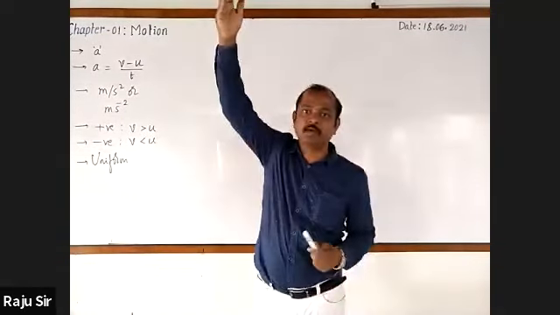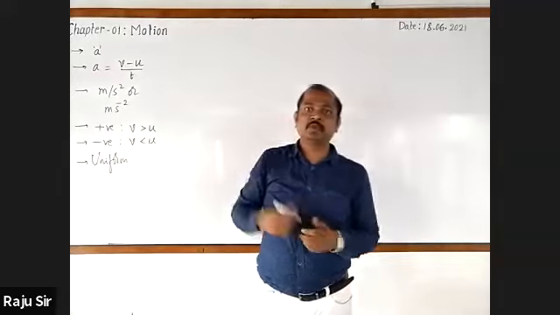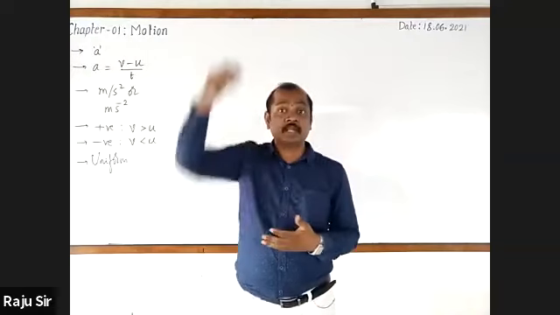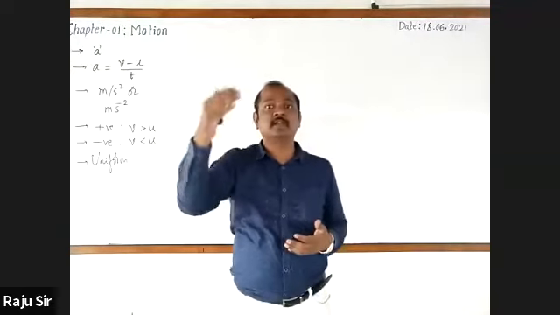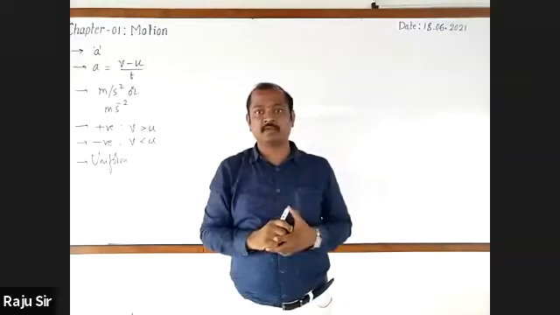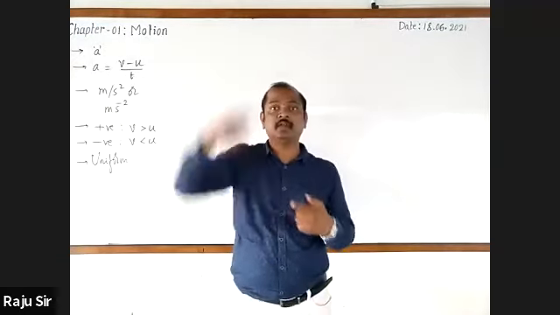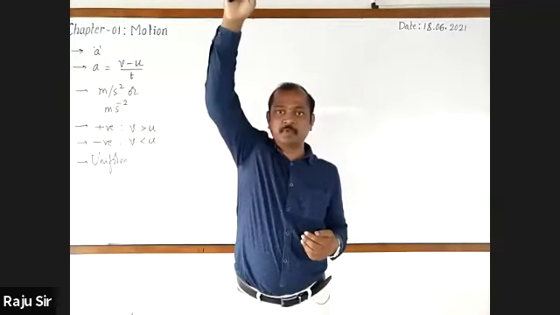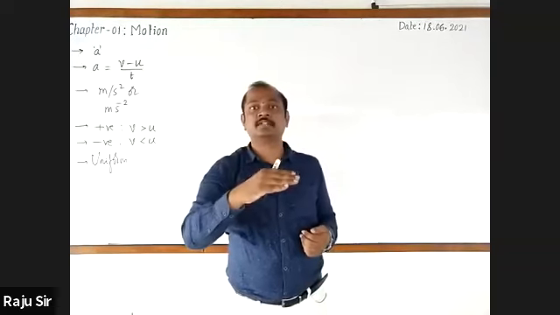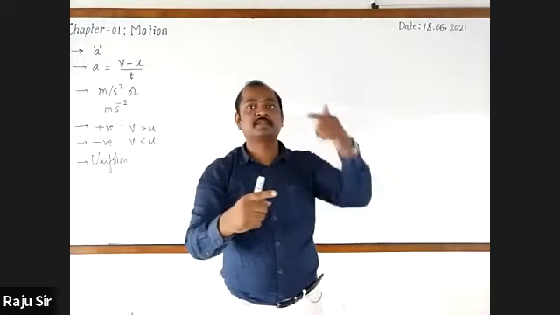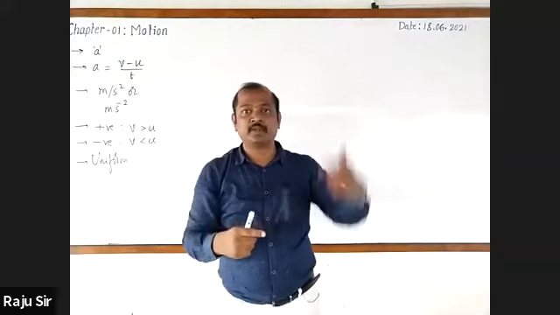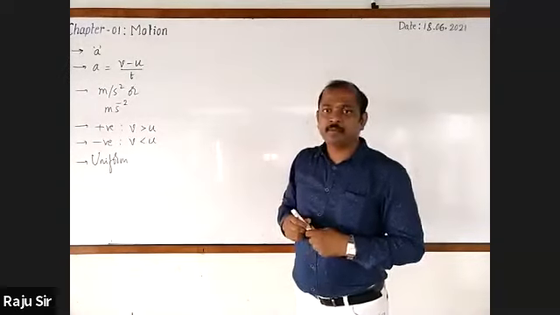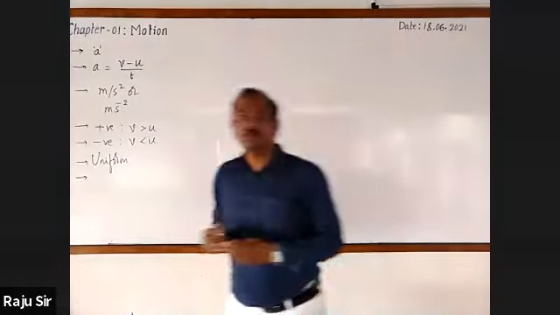Example, a body is falling freely towards the ground. We know that when it is falling towards the ground, its acceleration will be constant, that is 9.8 meter per second square. But the speed will be changing. When it is falling from a greater height, at the initial stage it will be 0, then 9.8, next 19.6, next 29.4, like this. It will go on increasing. This is uniform acceleration.